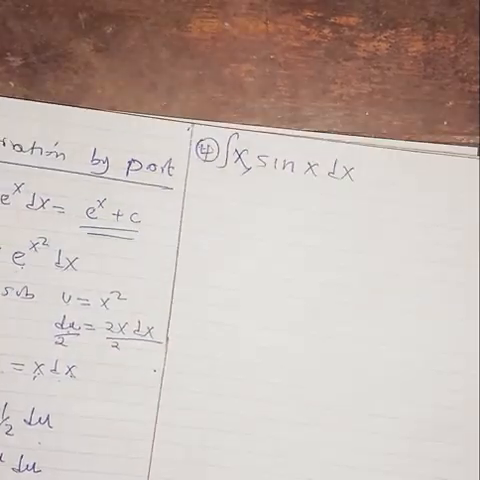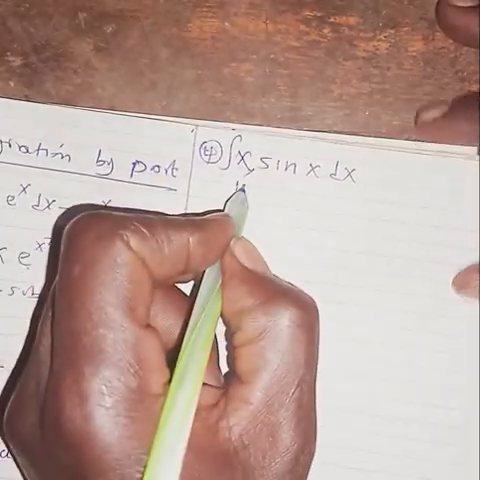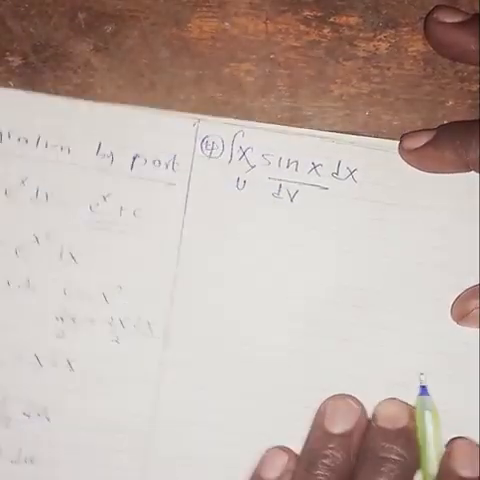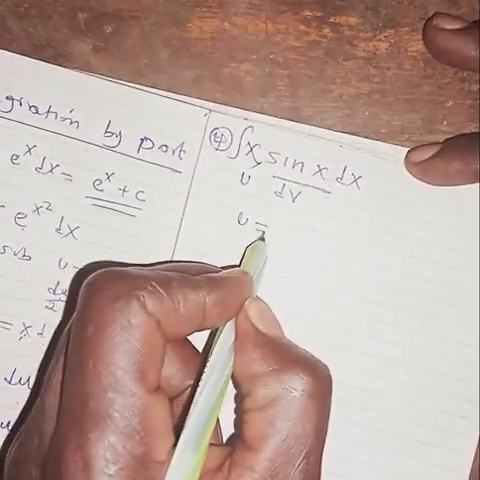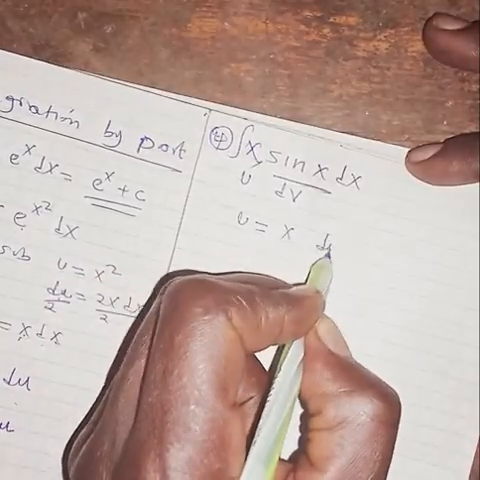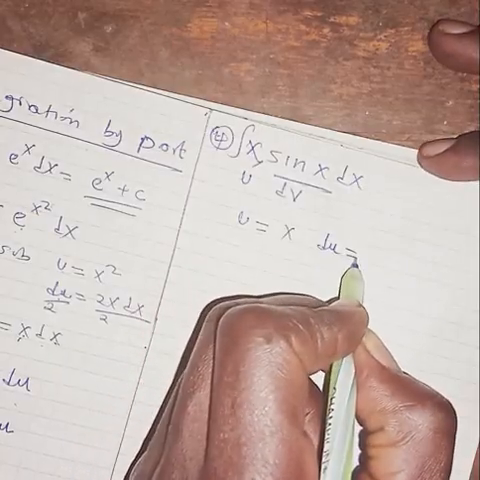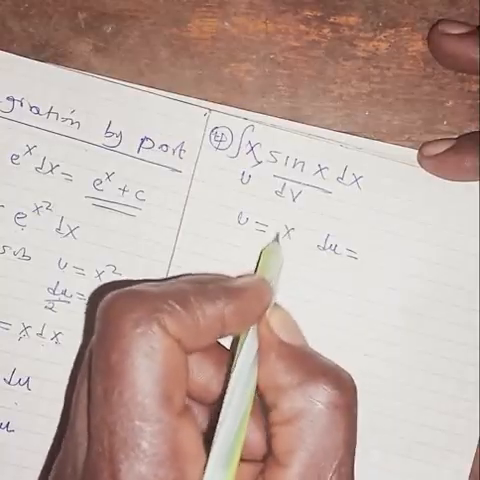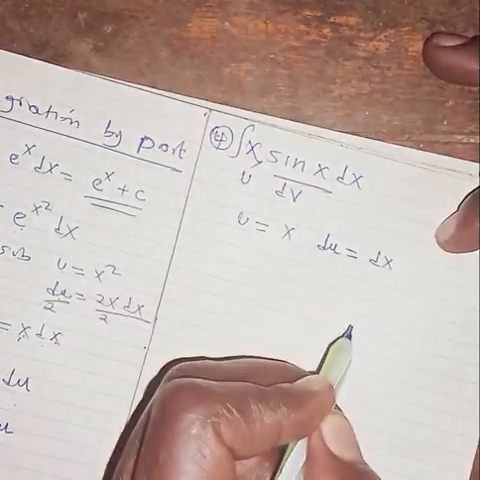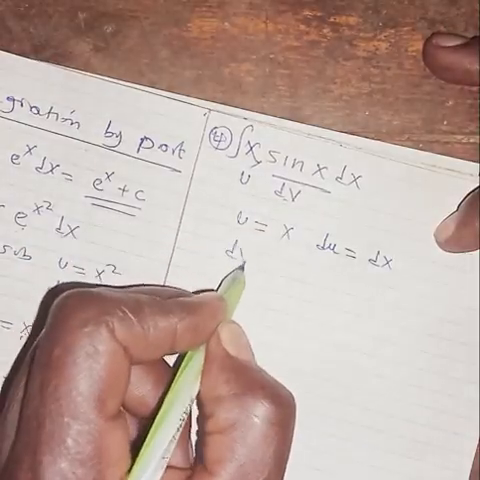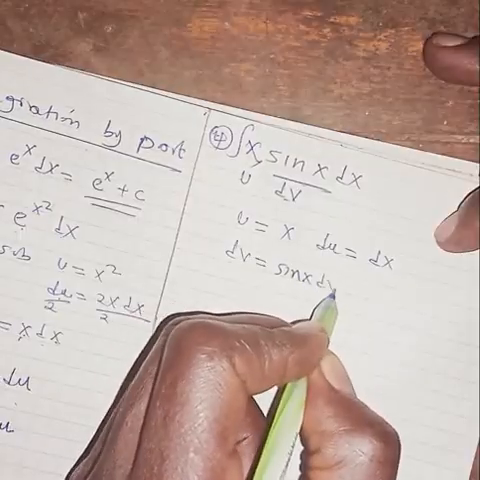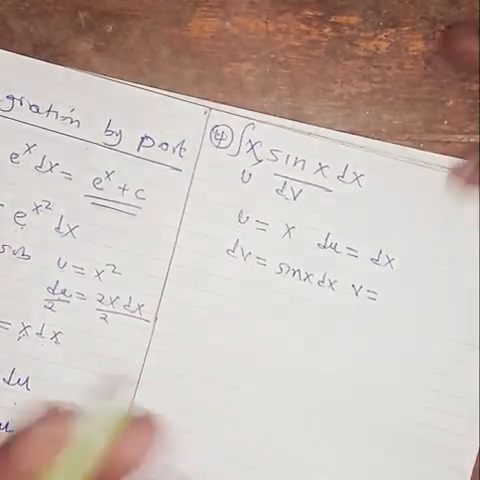Look at the two sides. Of course, this is u and this side is dv. So we have u to be x, so du will be just the derivative, we differentiate this one, it will be dx. Now dv, we have dv to be sin x dx. So v is equivalent to here.